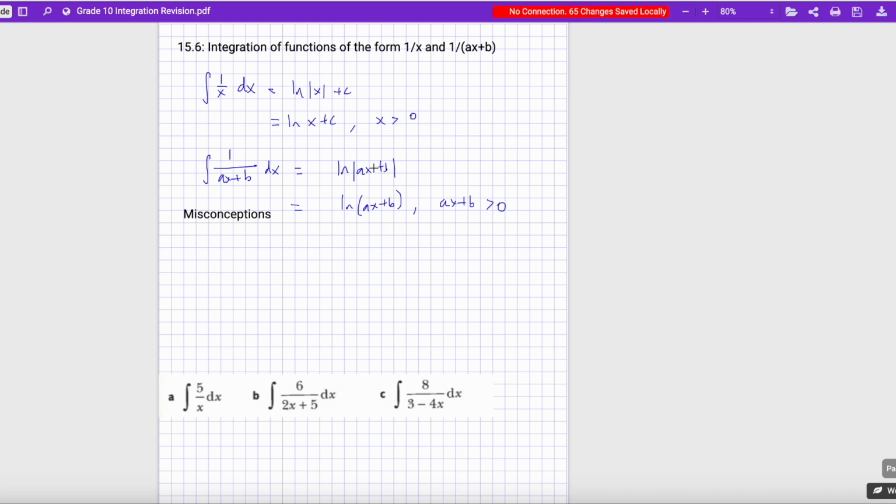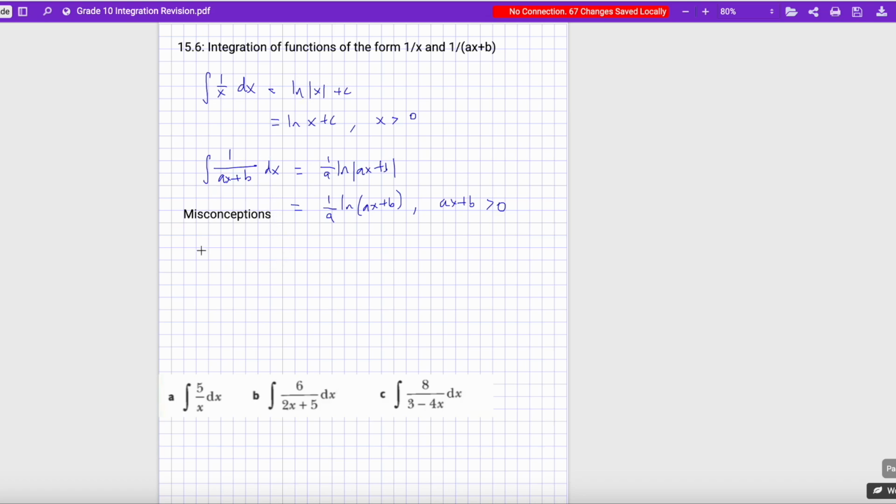We then have to divide what we have found in the integral by the differential of what is inside the bracket. In this case, ax plus b, if we differentiate it, we get a. So we're going to divide it by a, or multiply it by 1 over a. Similarly, we do that here. So this is the rule on how you integrate 1 over x and 1 over ax plus b forms.